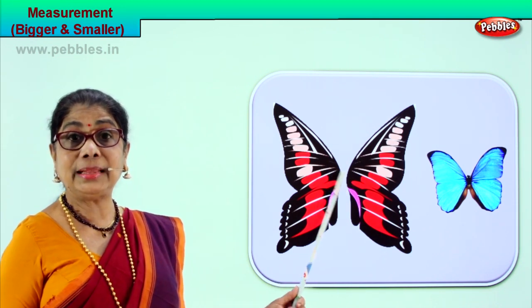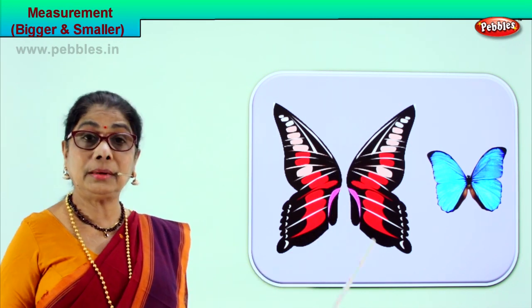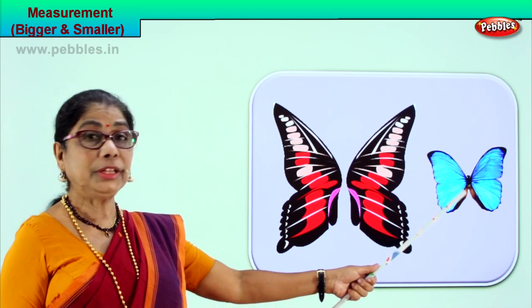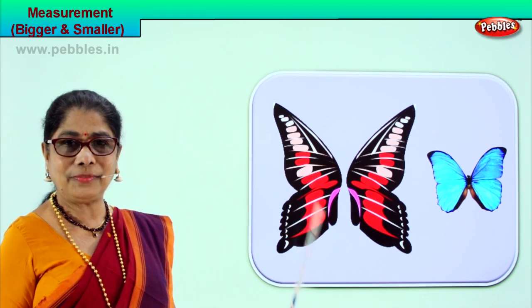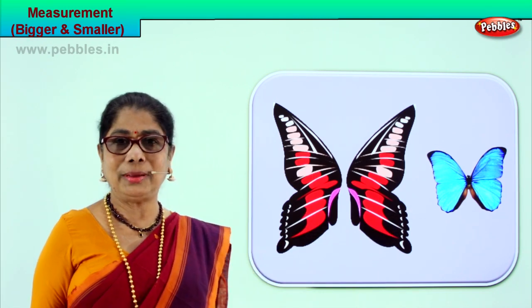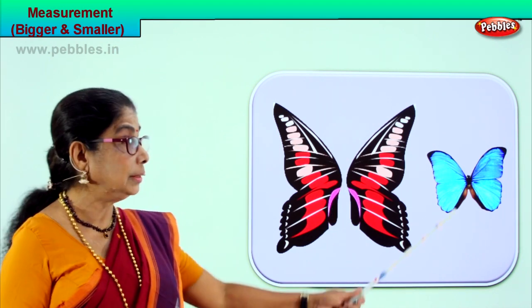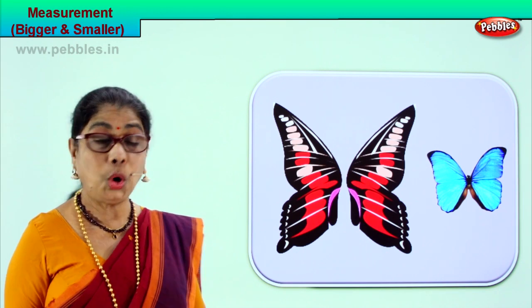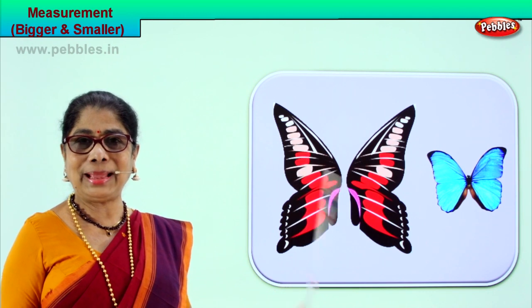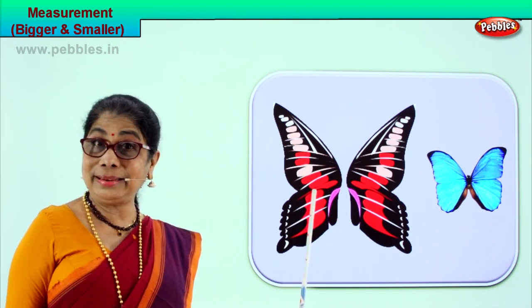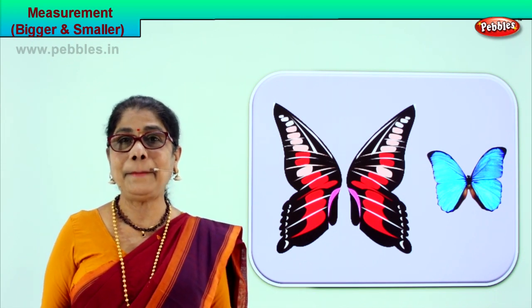This butterfly is bigger because even the wings are bigger than this butterfly. This blue butterfly is smaller than this butterfly. Even the wings are smaller. Let's say, this butterfly is bigger than this butterfly. Or the blue butterfly is smaller than the red and black butterfly. Bigger, smaller. Good. Let's look at another picture.